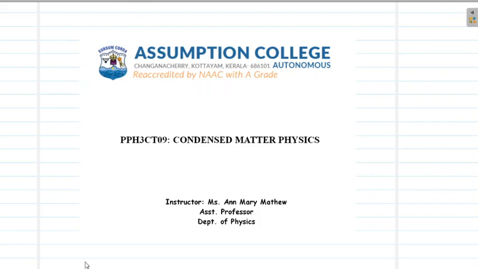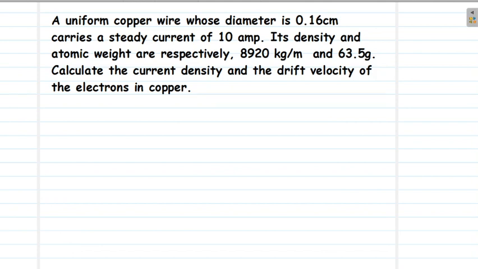Hello friends, let us do one problem from the portion electrical conductivity. A uniform copper wire whose diameter is 0.16 centimeter carries a steady current of 10 ampere. Its density and atomic weight are respectively 8920 kilogram per meter cube and 63.5 gram. Calculate the current density and the drift velocity of the electrons in copper.